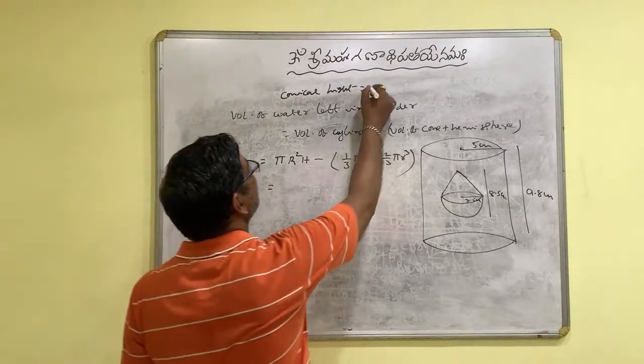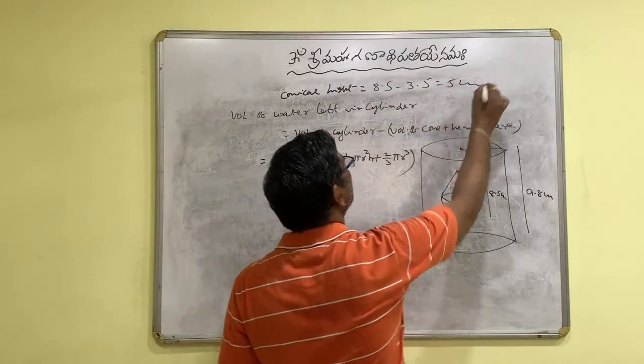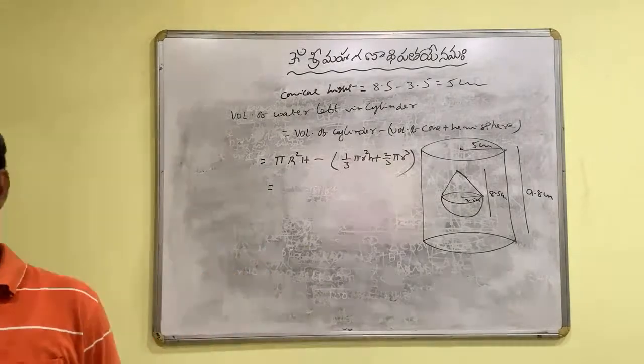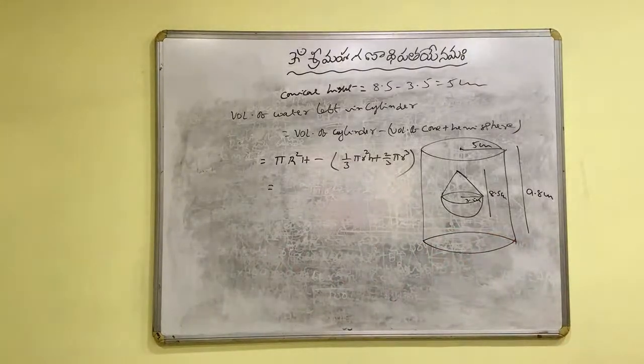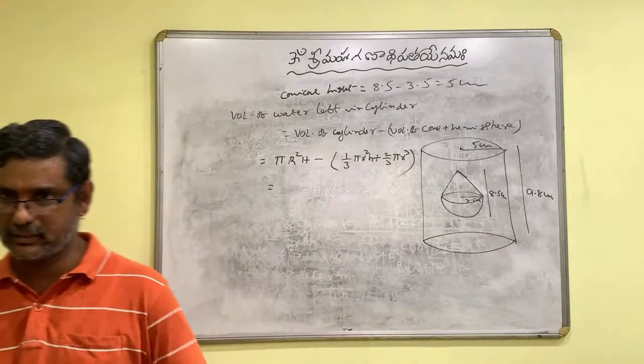Finally, Manoj wala 8.5 minus 1.5. Is it 4.5? 5 centimeters kada? 8.5 minus 3.5. 5 centimeters.